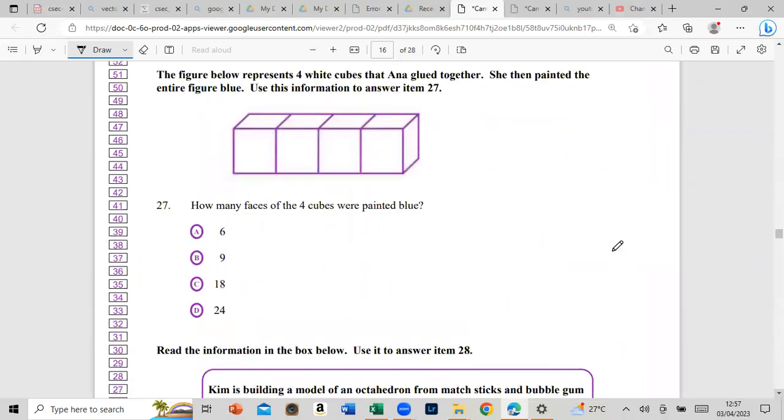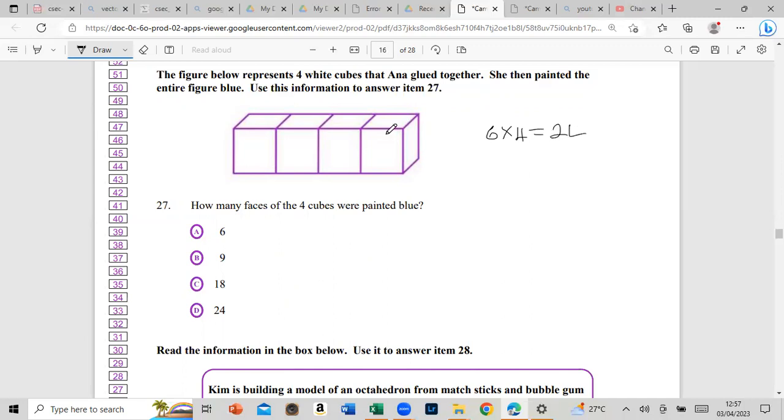Alright, for 27, he said the figure below represents 4 white cubes that Anna glued together. She then painted the entire figure blue. Use the information to answer item 27. How many faces of the cubes were painted blue? Now, in total, each one of them has 6 faces, right? So it would be a total of 6 times 4. Each cube has 6 faces, so it's a total of 24.